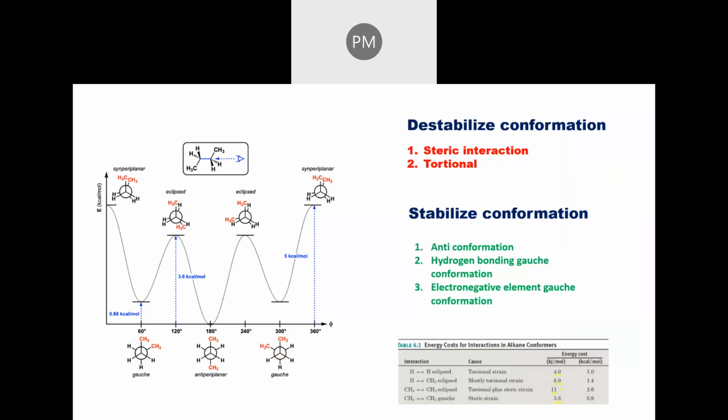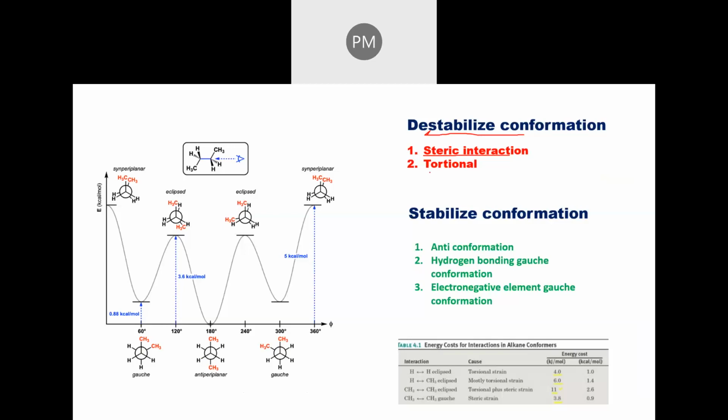Now, next we will understand conformation. Conformation means how a molecule exists in the normal system. There are two factors that destabilize a conformation. One is steric interaction. Steric interaction means that if bulky groups are present, they will be sterically hindered. So steric crowding is present, and that will destabilize our conformation.